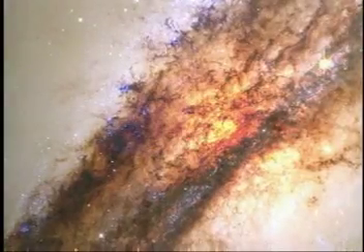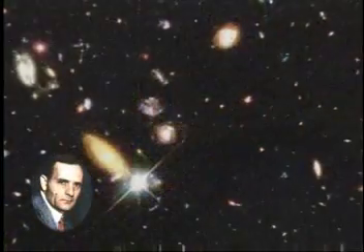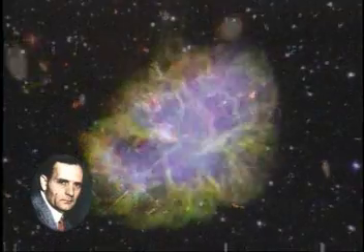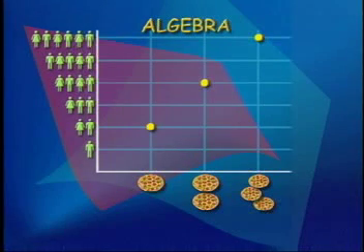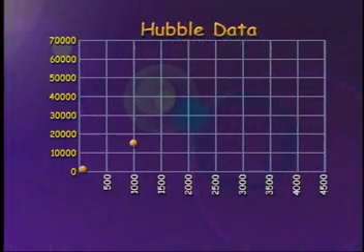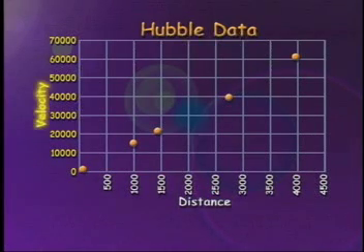The Hubble telescope was named after Edwin Hubble, who discovered that the universe is expanding, and the more distant a galaxy, the faster it appears to move away. Remember the graph we analyzed at the beginning of the show? Well, Hubble created a graph that's not too different from our pizza graph. Check it out. Hubble's graph shows a linear relationship between distance and velocity.